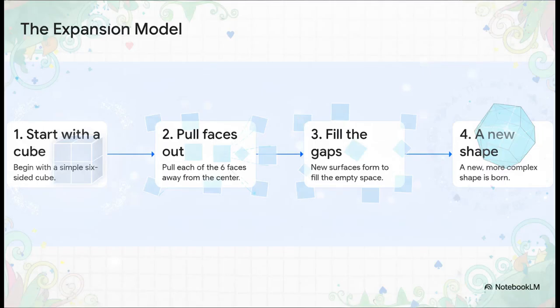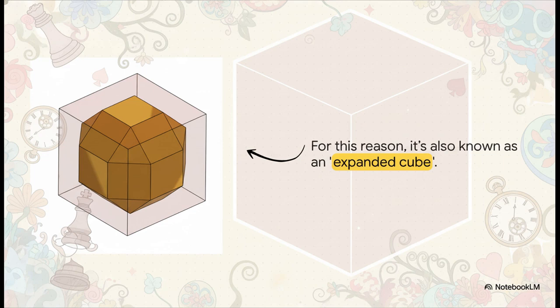So, how do you get from a cube to that? Well, one way to think about it is like you're expanding the cube, like a flower blooming from a bud. Picture this. You grab each of the cube's flat faces and pull them straight out, away from the center. And as they separate, these new surfaces magically form to perfectly fill in all the gaps. That's exactly why it's also called an expanded cube. This image illustrates that relationship perfectly. You can almost see the original cube still sitting right there in the middle, housed inside this new, more elaborate shape. It's like a ghost of what it used to be.